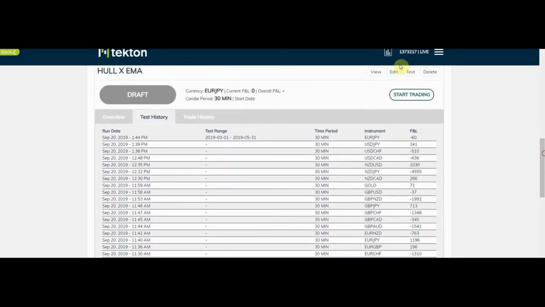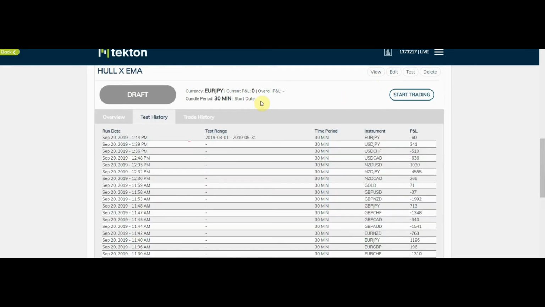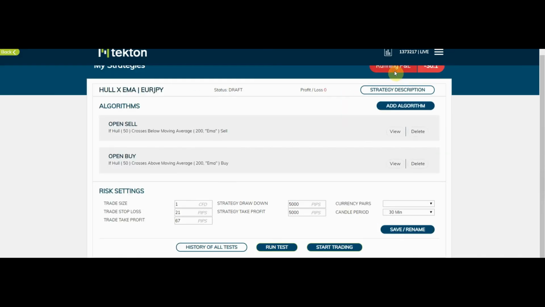We created the strategy. So here we go, view. Okay, the whole EMA, whole cross EMA. Let's look at the algorithm. The algorithm is: open sell if whole 50 crosses below the moving average 200, sell, and if the whole 50 crosses above moving average 200, we're buying.